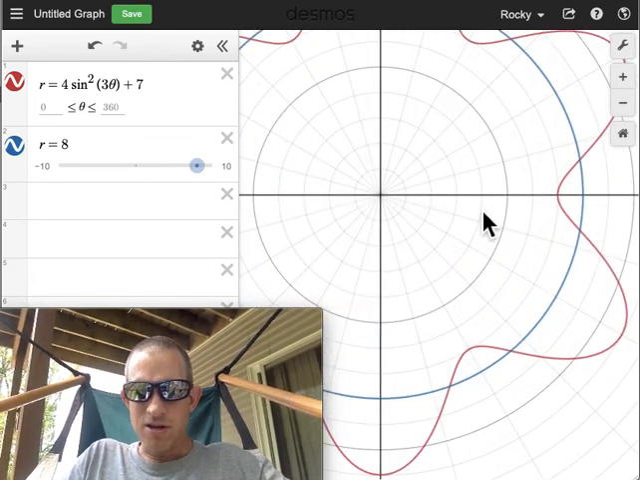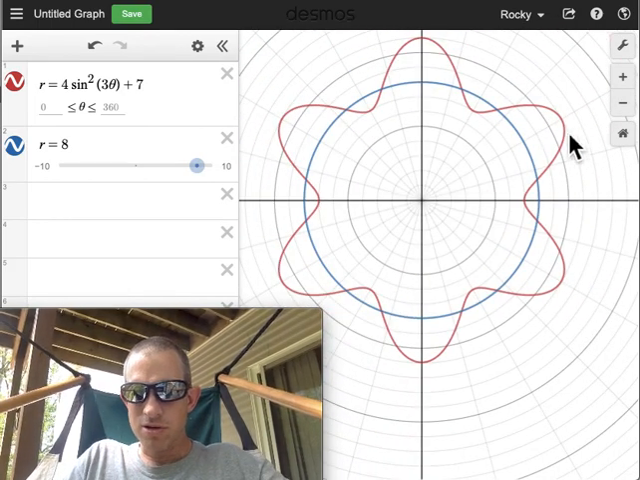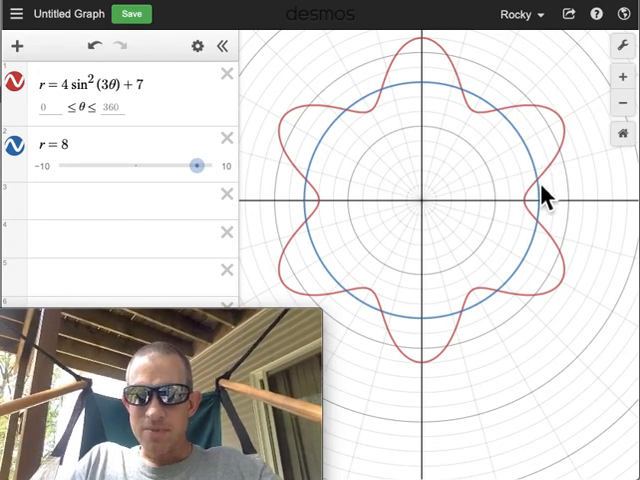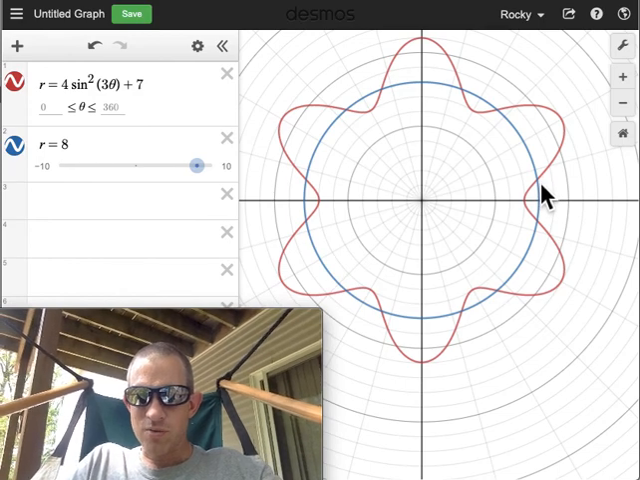So here is a pretty cool looking picture. It looks like a starfish in a circle of sorts. And again, the intersections are what we're going to be looking for.